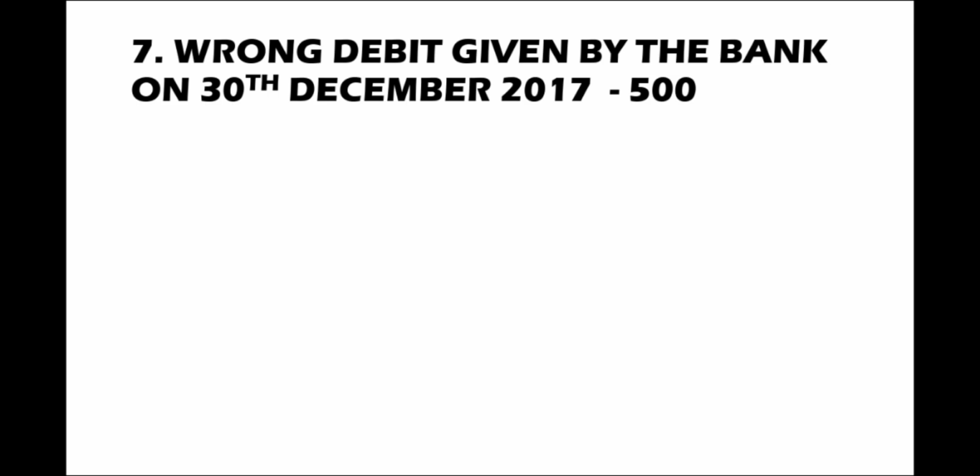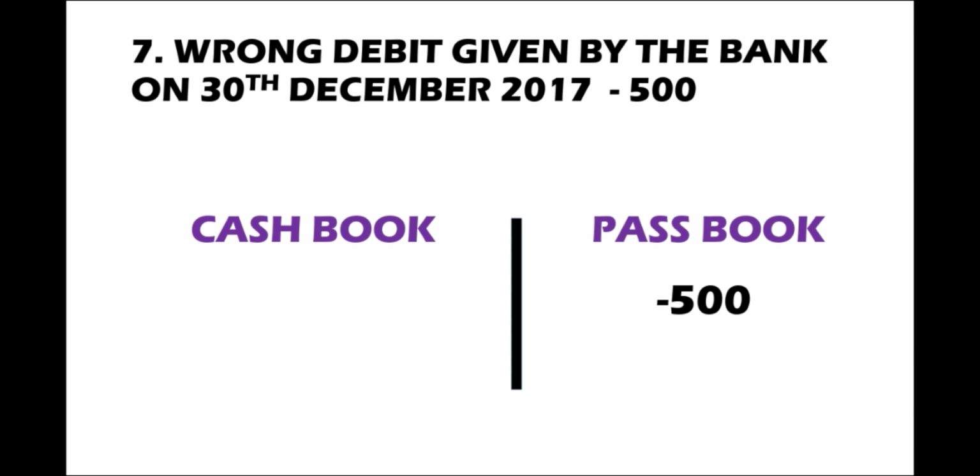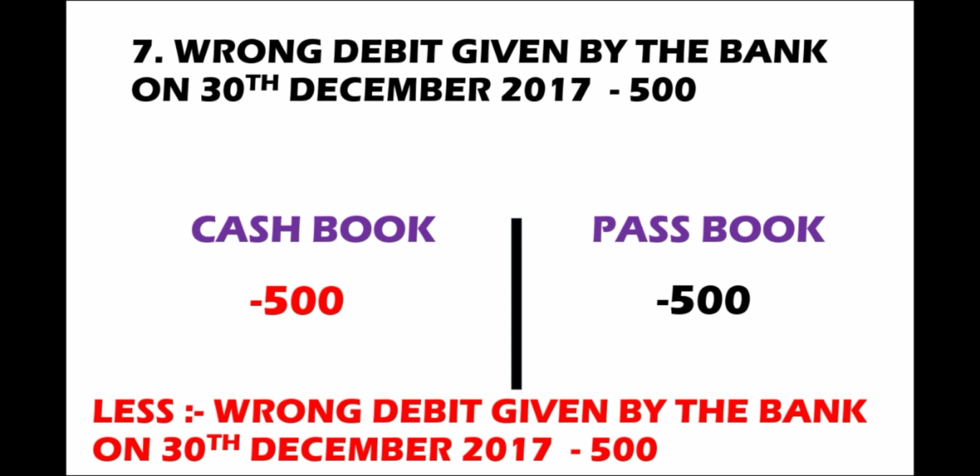Wrong debit given by the bank on 30th December 2017, 500. See, in our passbook, debit means withdrawals and credit means deposits. So it is a wrong debit; on our withdrawal side, 500 has been deducted. That means in our passbook, minus 500 is entered. To make it equal, I am entering minus 500 in the cash book. So deduct: less wrong debit given by the bank on 30th December 2017, 500.